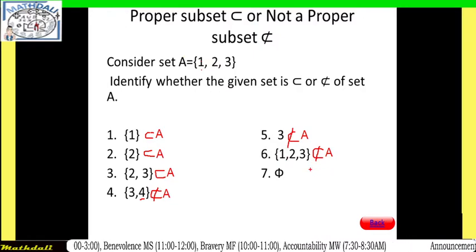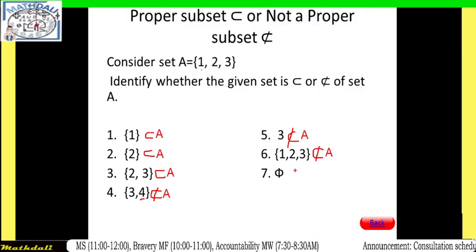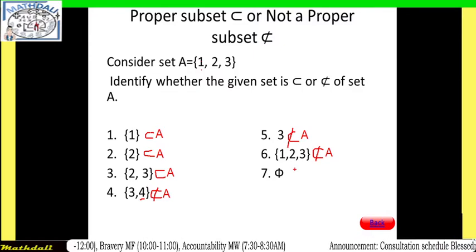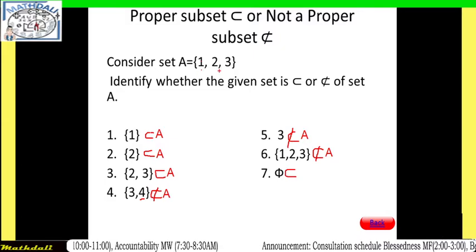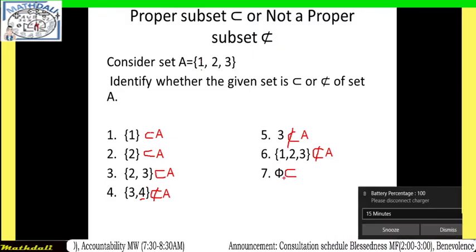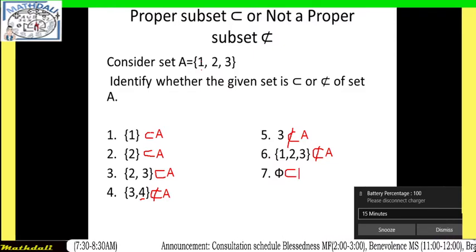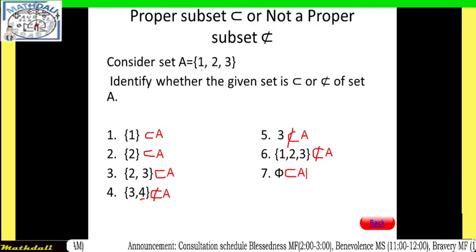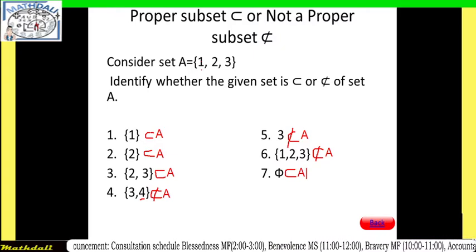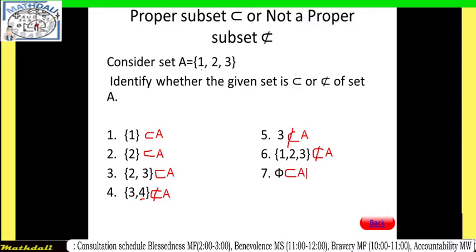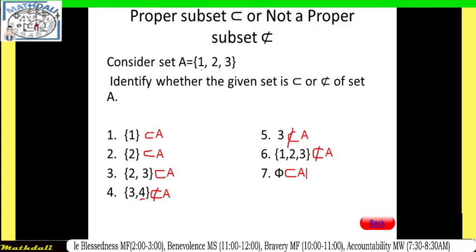Okay, next. Number 7. Okay, so how about this one? Empty set. Okay, so empty set is always a subset of any set. And this element does not belong to the empty set. So that is automatically a proper subset of any set. Empty set is always a proper subset of any set. Okay, so may tanong. Okay, next tayo.